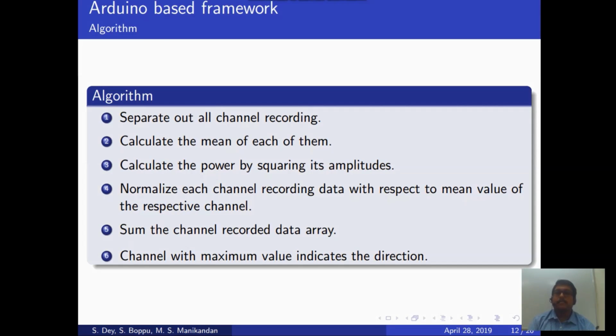This is the algorithm. First, separate out all channel recordings. Then calculate the mean of each of them. Calculate the power by squaring the amplitudes. Then normalize each channel with respect to the mean value of the recorded channel data. Then sum the channel recorded data. The channel with the maximum final value indicates the direction.